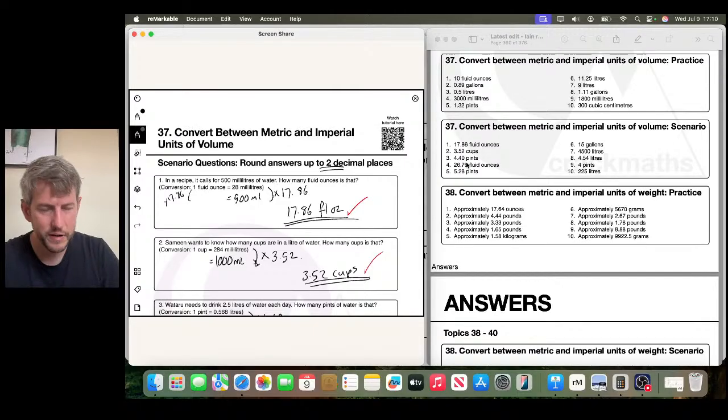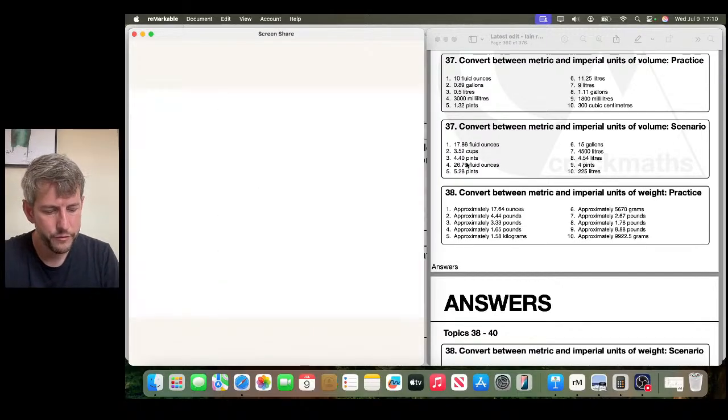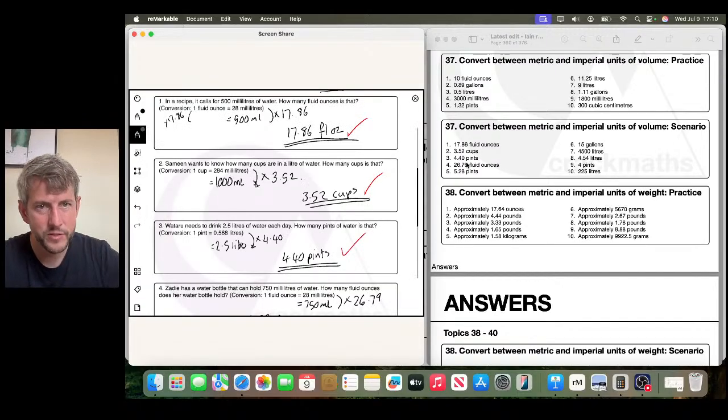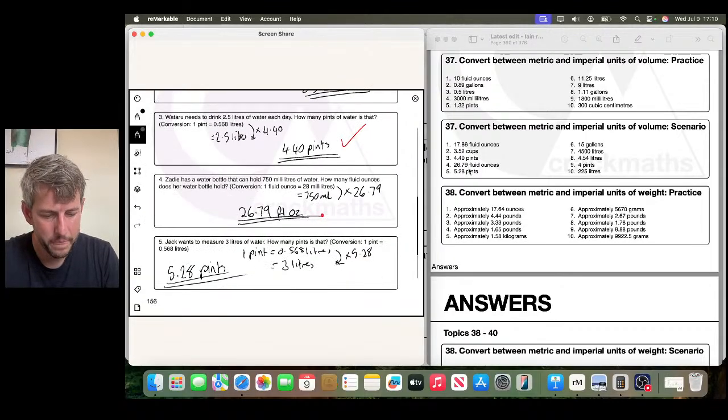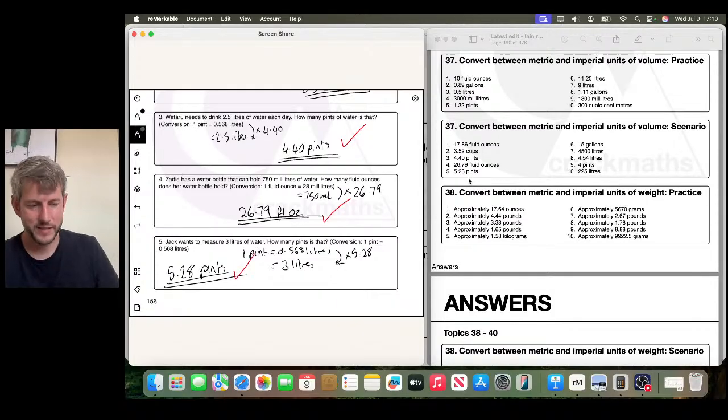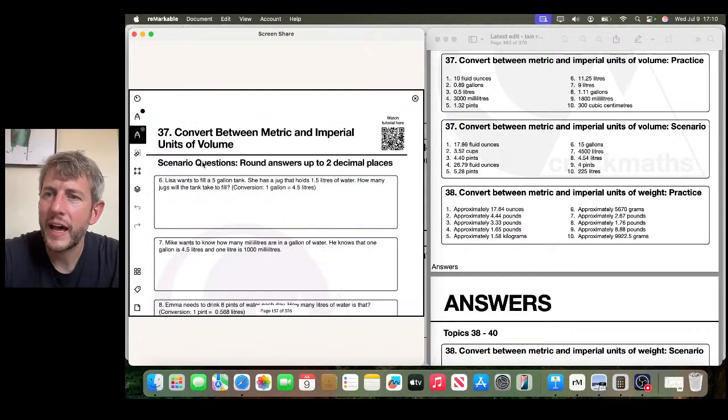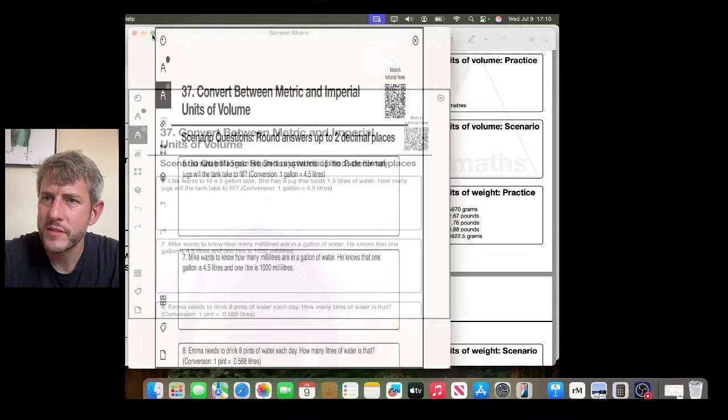3.52. Yep, that's correct. 4.40. Yep, that's correct. 26.79. That's correct. And 5.28. That's correct. So those are all right. That's good. Let's have a look at the second part of these scenario questions.